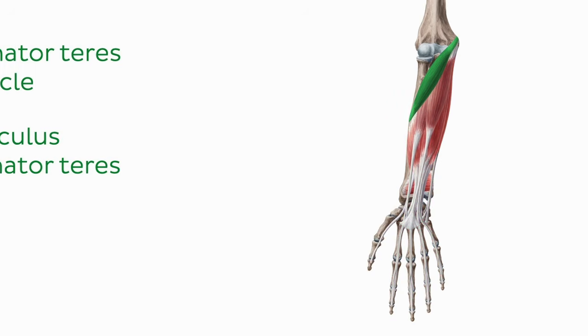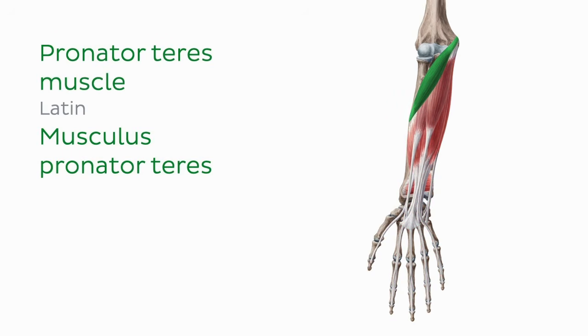Starting off with the pronator teres. The pronator teres muscle is one of the most superficial muscles of the forearm. It has two heads, a humeral and ulnar head. We can only see the humeral head here as the ulnar head is hidden under the muscle belly. Unlike most muscles of the forearm, it does not travel down to reach the hand, but instead inserts onto the radius of the forearm.